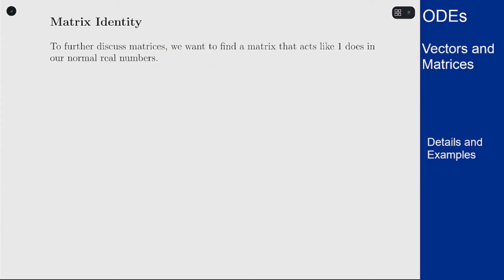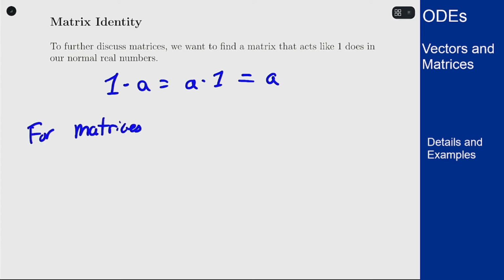One more thing to look at before we dive into more of what we can do with matrices is the idea of identity. So we want to find a matrix that behaves like the number 1 does in real numbers. And what's the point of 1 in real numbers? Well, the point of 1 is that if I multiply 1 times any number, or any number times 1, I just get that number back. And so I want to find a matrix that does this same thing for any matrix A and not just a number A. And so for matrices, this is called the identity matrix.